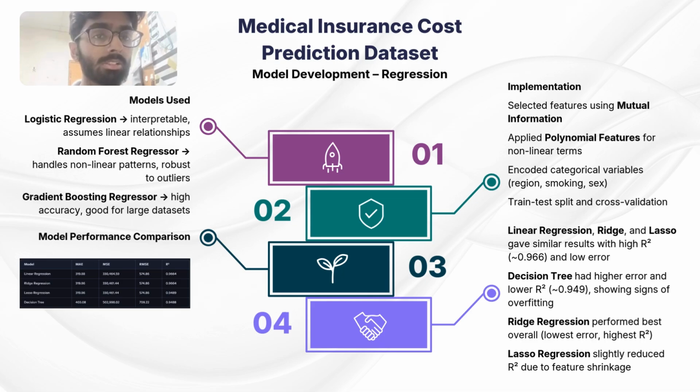Linear and lasso regression also performed consistently well. In contrast, the decision tree model had a high error and lower R-square, showing signs of overfitting. Ridge regression was the most stable model for this dataset because it handles multicollinearity and prevents large variations in the predictions.